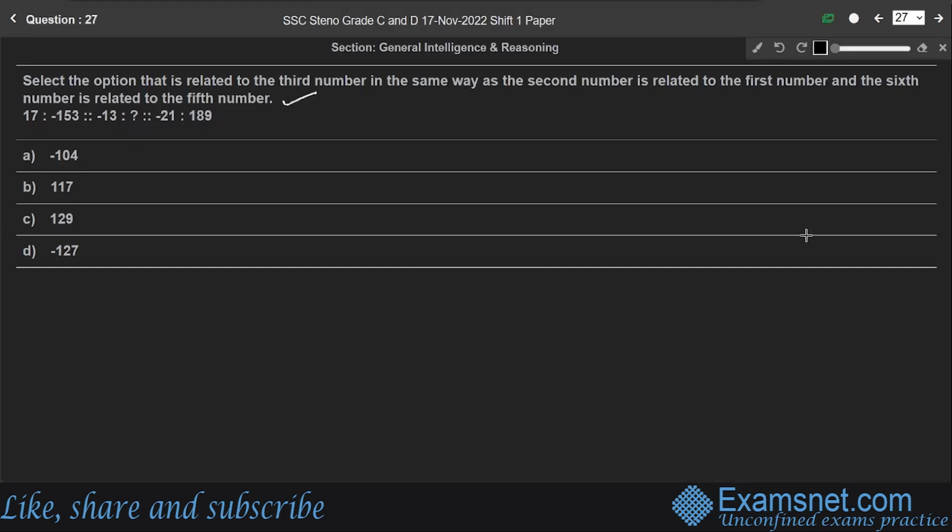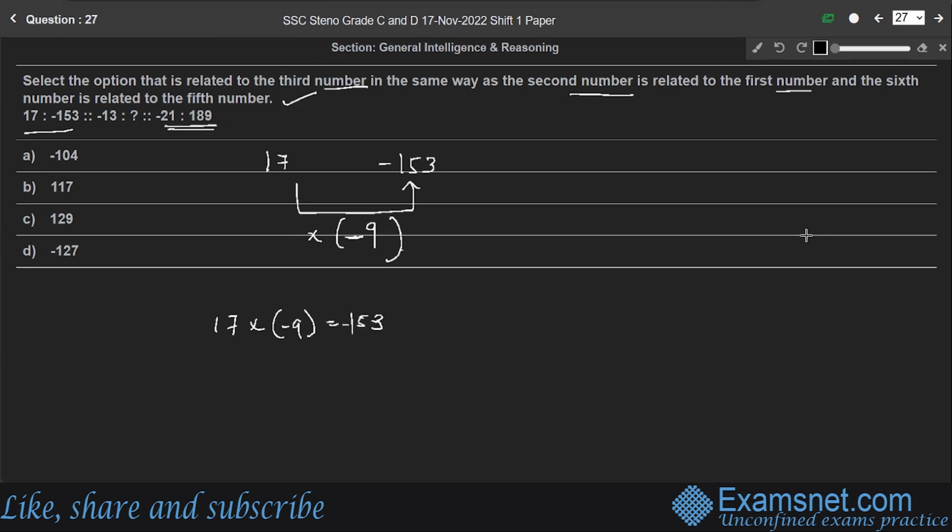Question 27. Select the option that is related to the third number in the same way as the second number is related to the first number and the sixth number is related to the fifth number. So here we'll consider the first two numbers, 17 and minus 153. The first number is related to the second number as, since 17 into 9 is 153, and since 153 has a negative sign, 17 into minus 9 gives you minus 153.